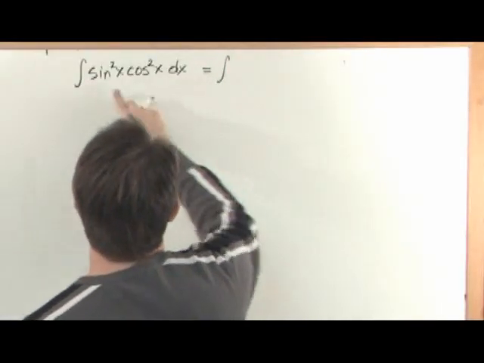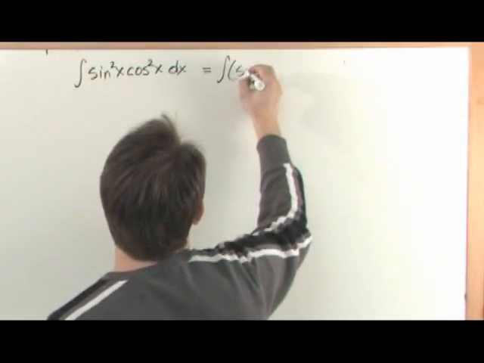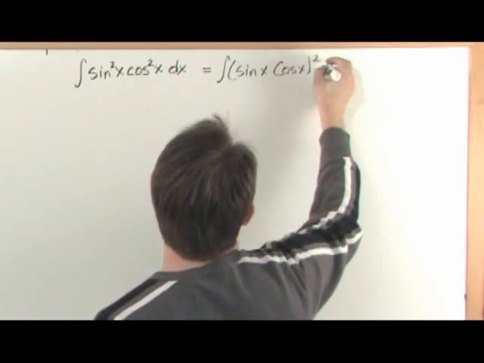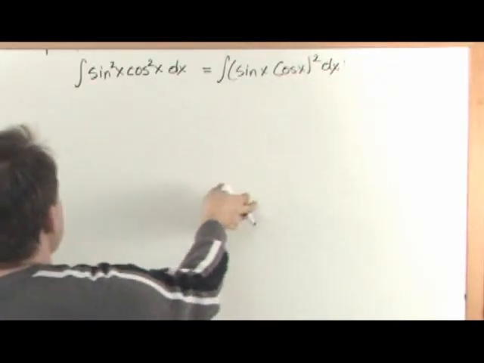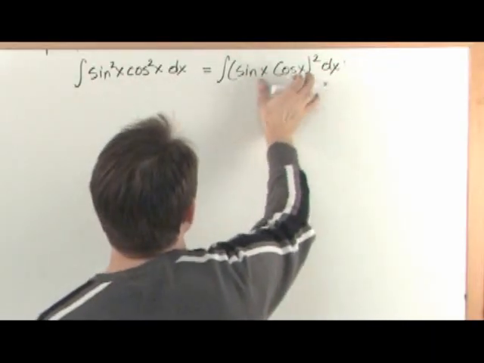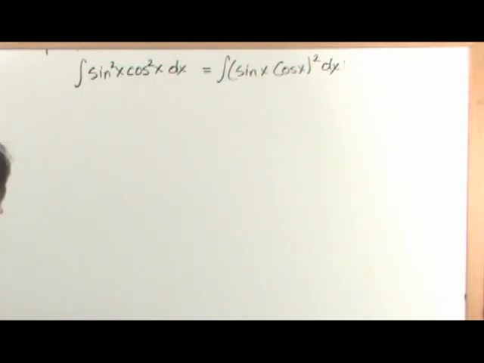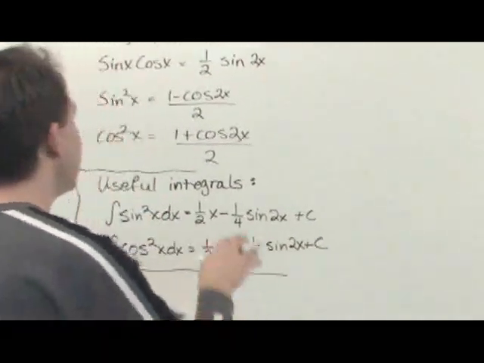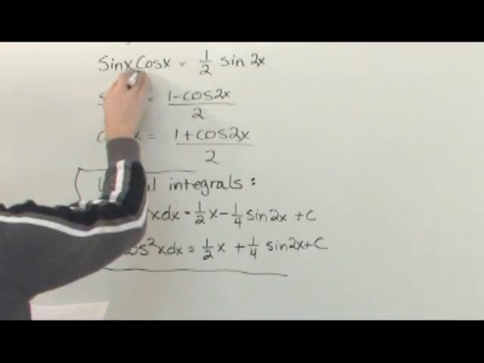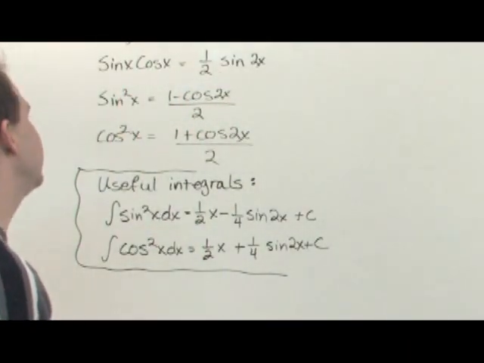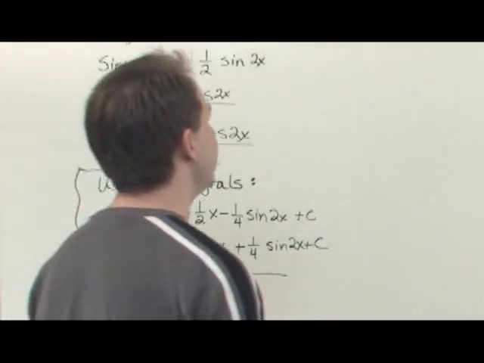What if I were to rewrite this as the integral of sine of x times cosine of x, squared, dx? I've changed nothing. I've just taken this and written it all together and squared it. So you square each term individually, you get back what you started with. Now you can use the identity that we just looked at over here: sine times cosine is equal to 1/2 sine of 2x. You see why I told you these identities would be useful.